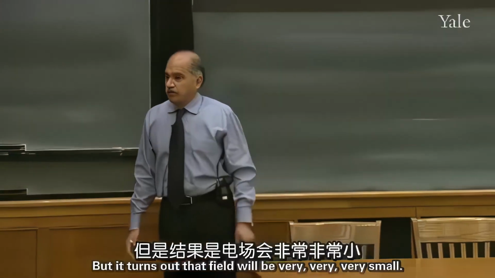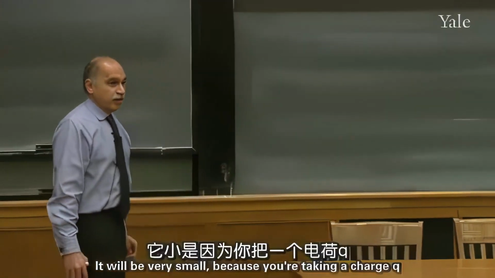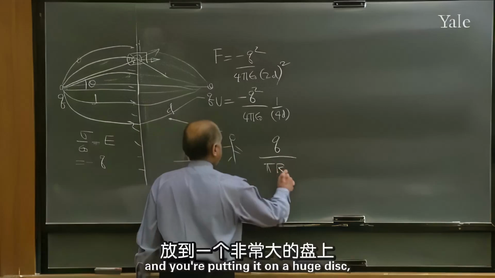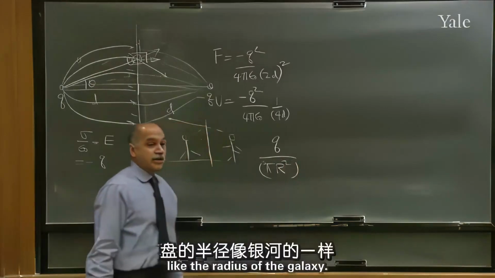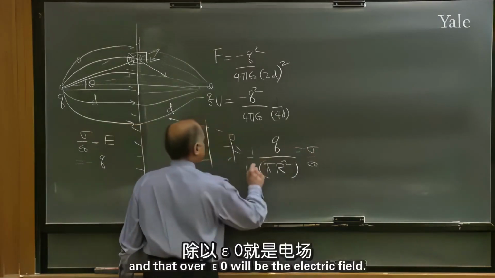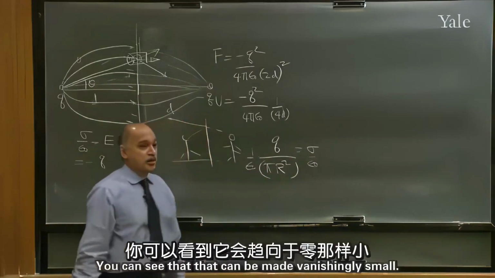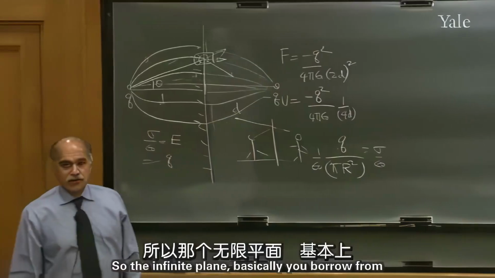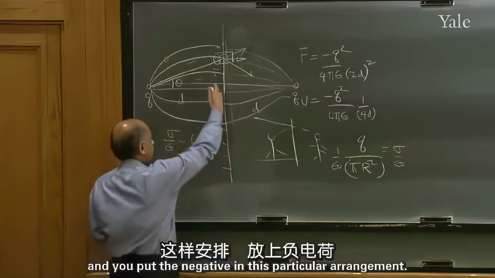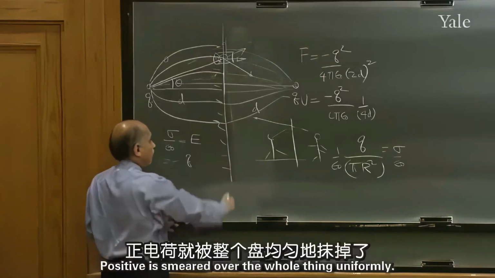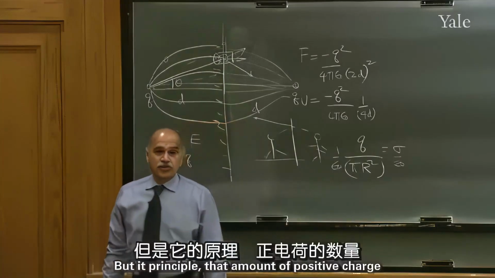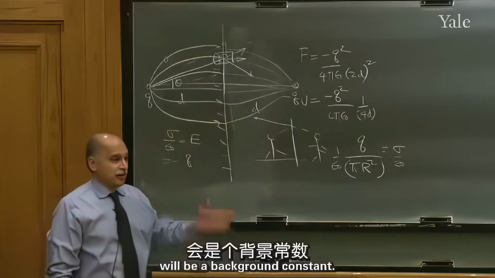But it turns out that the field will be very, very, very small. It will be very small because you're taking a charge Q and you're putting it on a huge disk, like the radius of the galaxy. That's a charge density. And that over epsilon 0 will be the electric field. You can see that that can be made vanishingly small. So in the infinite plane, basically you borrow from somewhere positive charge and negative charge, and you put the negative in this particular arrangement. Positive is smeared over the whole thing uniformly. It is so dilute because of the size of it, it doesn't matter. But in principle, that amount of positive charge will be a background constant.